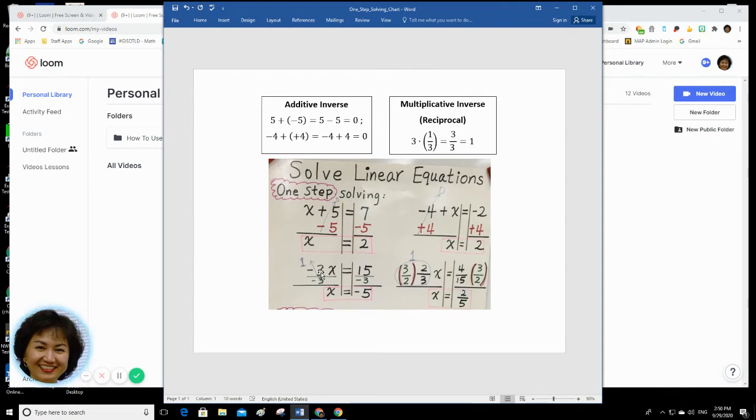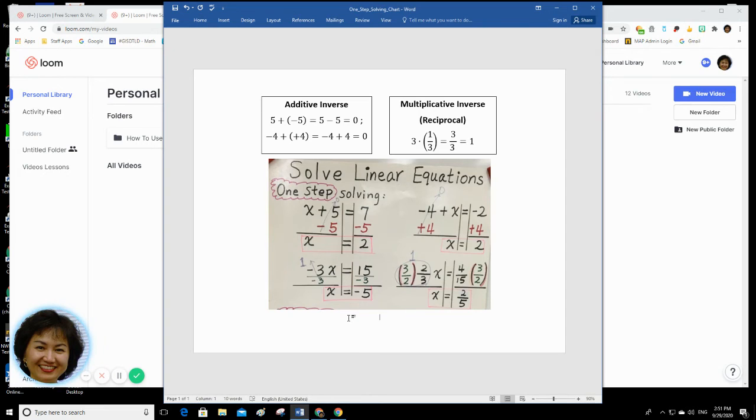The concept involved in these two bottom examples is multiplicative inverse. A multiplicative inverse is also named the reciprocal. A number multiplied by its reciprocal will result in 1. For example, 3 multiplied by 1/3 is 1. But multiplying by 1/3 is the same as dividing by 3.